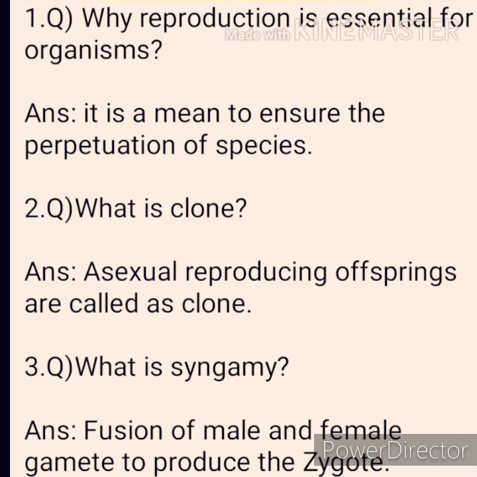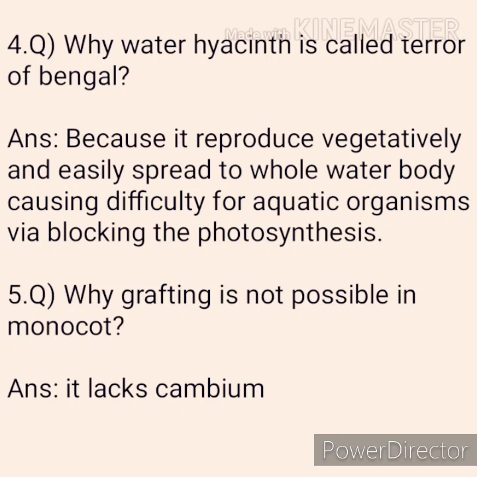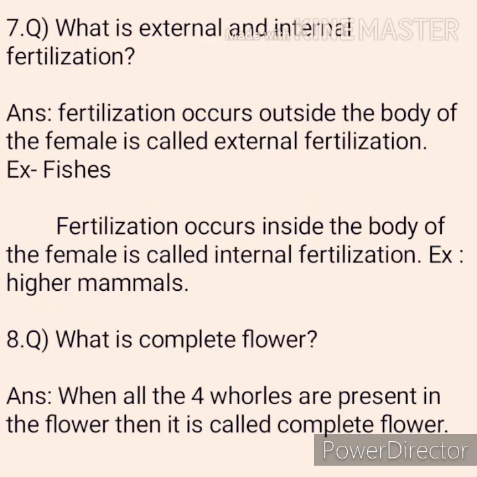The next one is syngamy. What is syngamy? Syngamy refers to the fertilization process between the male and female gamete that forms the zygote. Eichhornia or water hyacinth is called the terror of Bengal because it reproduces vegetatively and can easily spread over the whole water body, causing difficulty for aquatic organisms and hampering the rate of photosynthesis. Grafting is not possible in monocots because of the absence of cambium tissue in monocots. So these are very important questions.